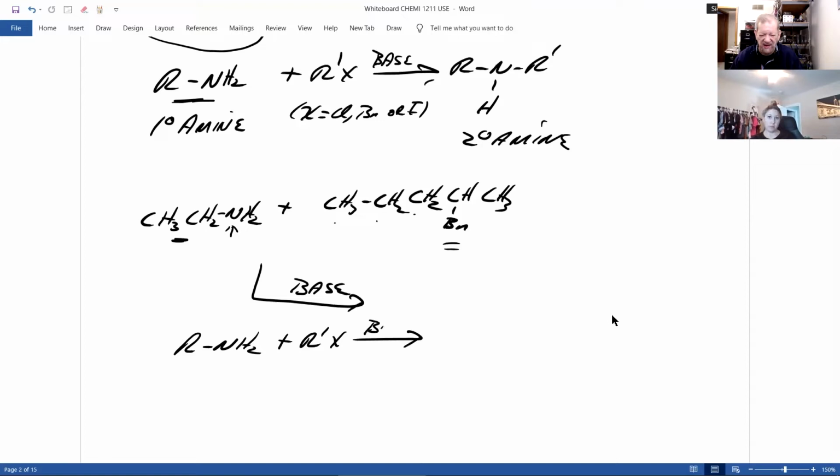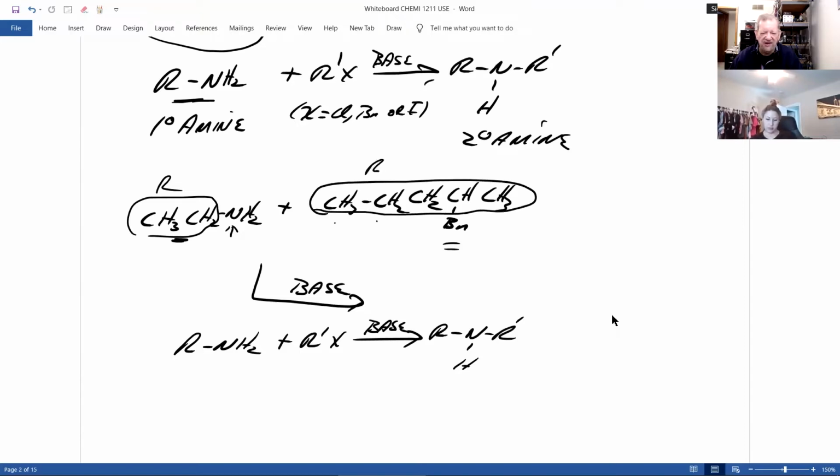And in the presence of base, you get a secondary amine, at least organic. So what's our R? What's our R prime? Remember, this is a carbon with the halogen, which is the carbon that's now at nitrogen bonded to an R prime. Now, do you break carbon-carbon single bonds? No.